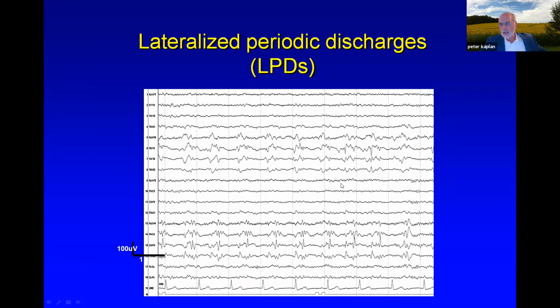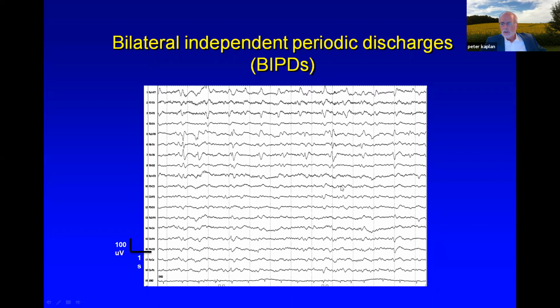So that would be a pled, typically caused by strokes, infections, or even trauma. Here you see bilateral independent discharges. This one occurred here. This one occurred about 400 milliseconds earlier. And this is typically due to bilateral insults of the brain.